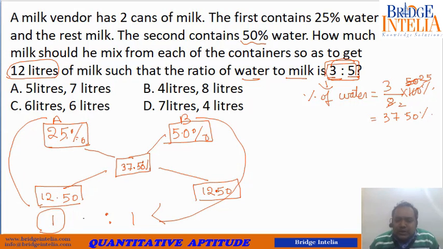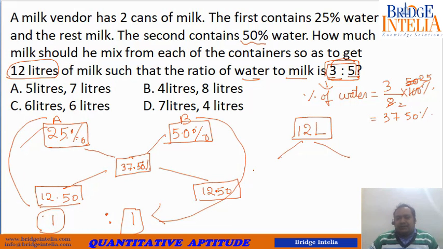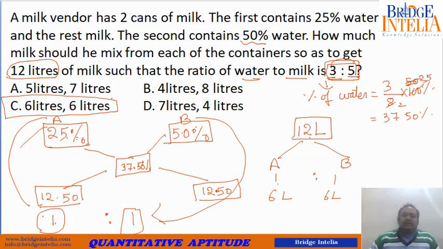And how are you going to obtain that? By mixing 1 unit of A with 1 unit of B. That means the final volume of 12 liters is going to come in this manner. So some part of it is going to come from A, some part of it is going to come from B. In what ratio? Ratio of 1:1. So 12 liters divided in the ratio 1:1. So that comes out to be 6 liters of A has to be mixed with 6 liters of B. So option C is the final answer.